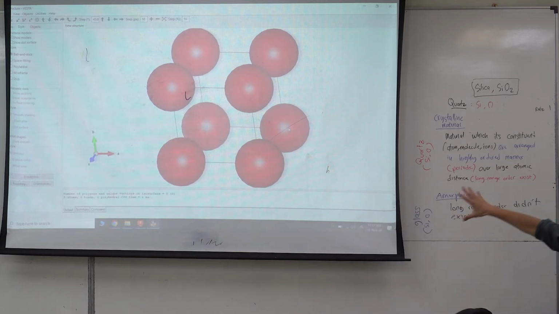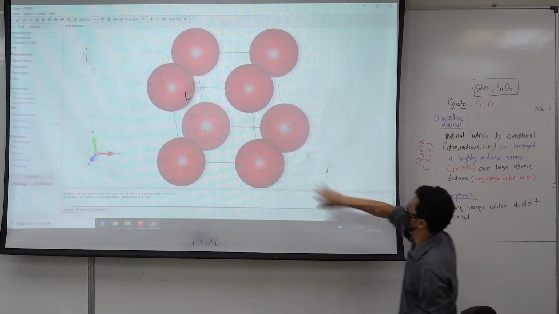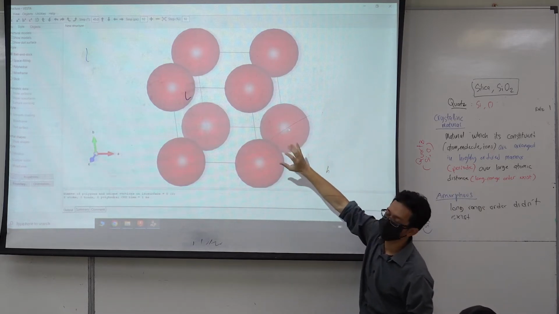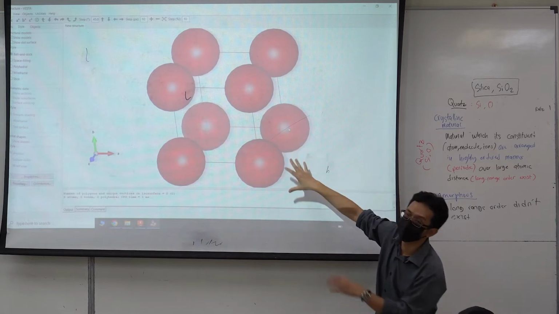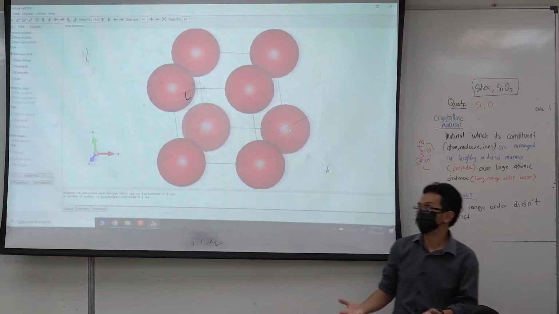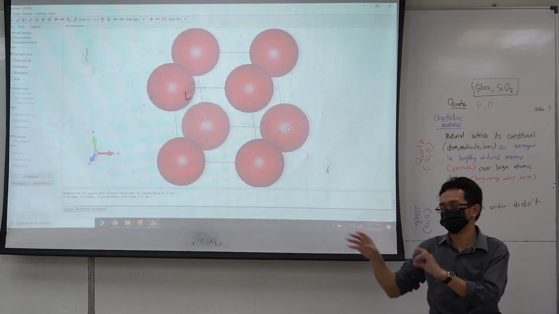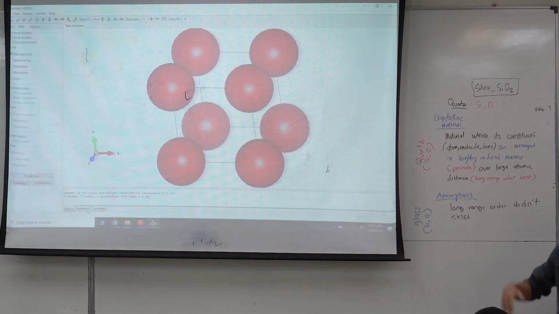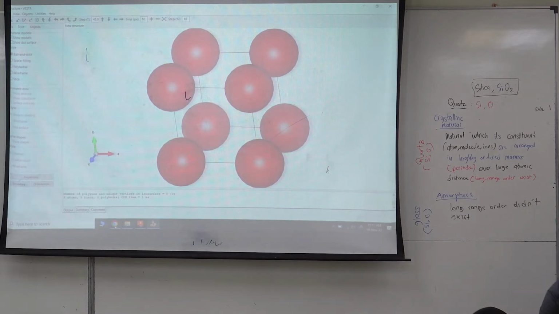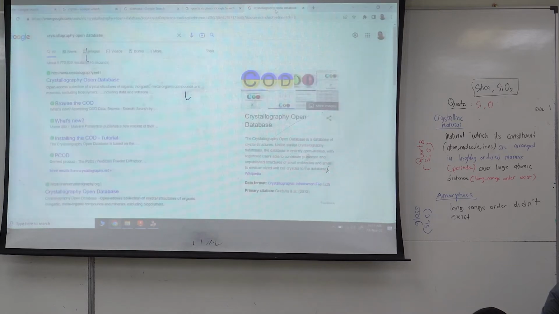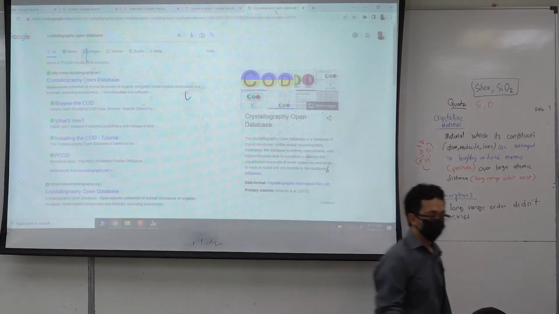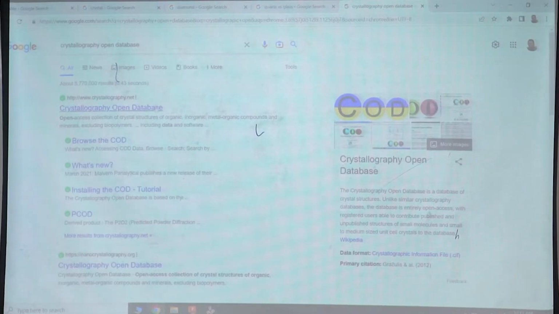Okay, so now I can create the silicon dioxide, generate the silicon dioxide pattern in 3D here. But the problem is you need to know all this arrangement and so on. So that's why there are easy ways to do that. How to do that is you go to the Crystallography Open Database. You Google Crystallography Open Database. You can go and click this COD.